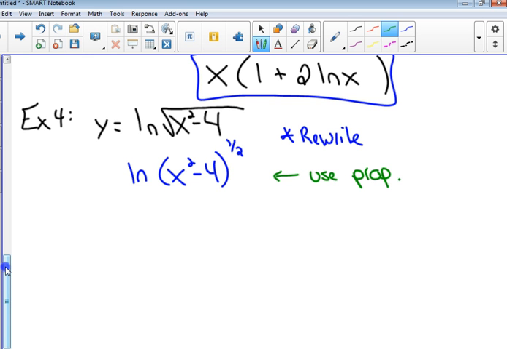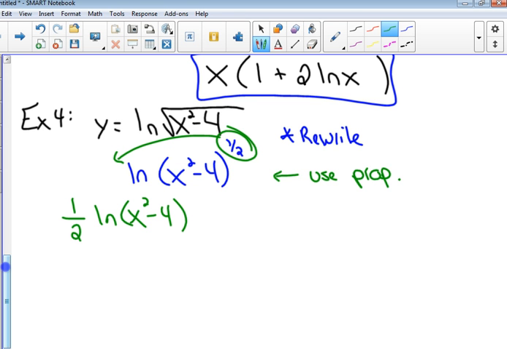So if you're going to use your log properties, where does this 1/2 go? In the front. Awesome. Okay. So now we're going to take 1/2 ln of x squared minus 4. Are they going to be zero to the inside? Yes. Nice. So what you're really going to be doing is just taking the derivative of this part.